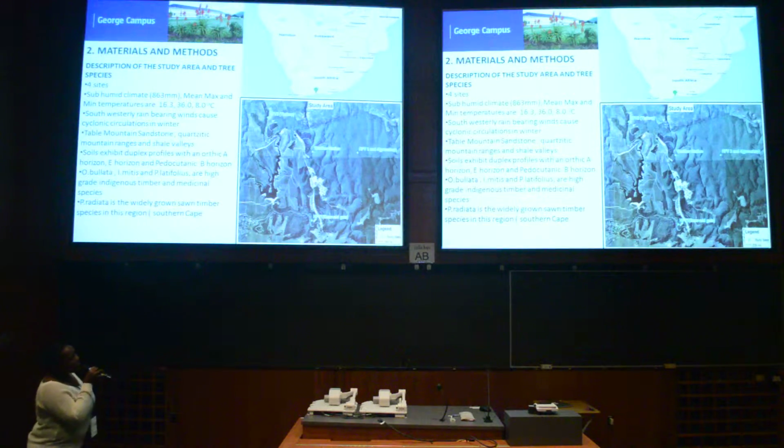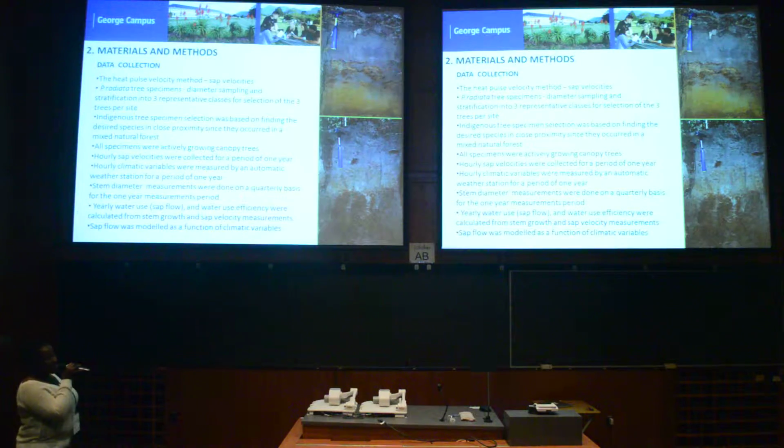I had 4 sites, and that's the map of Southern Africa, and the green dot is showing where my study area was, and that shows the weather station. HPV 3 and 4 is where the indigenous species sites were. HPV 1 and 2 is where Pinus radiata sites were. So I used the heat pulse velocity method.